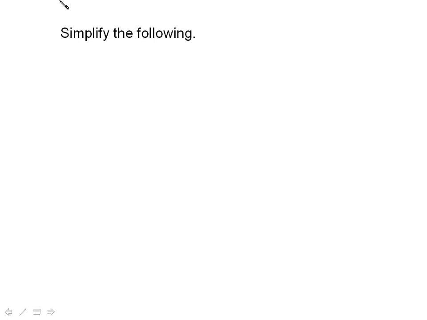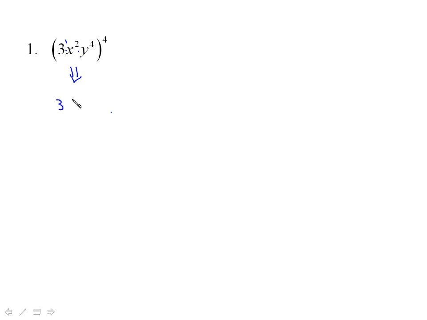So let's simplify a few of these questions. I'll work through a few of these. 3x squared y to the 4, raised to the exponent of 4. This is an example of the power of product rule. This is 3 times x squared times y to the 4. And we have to make sure that the 4 gets multiplied into everything, including the 3 to the 1.